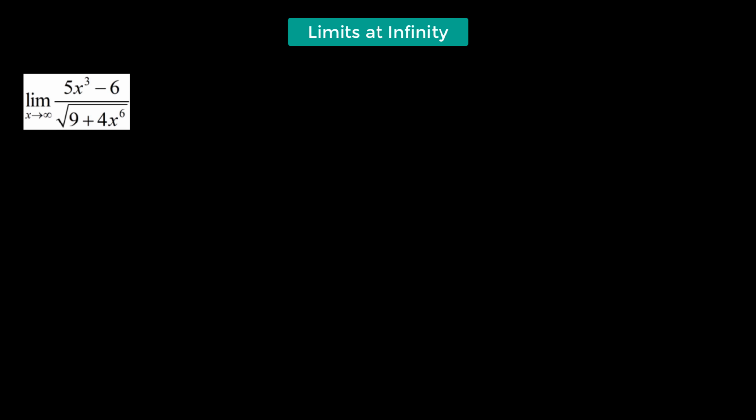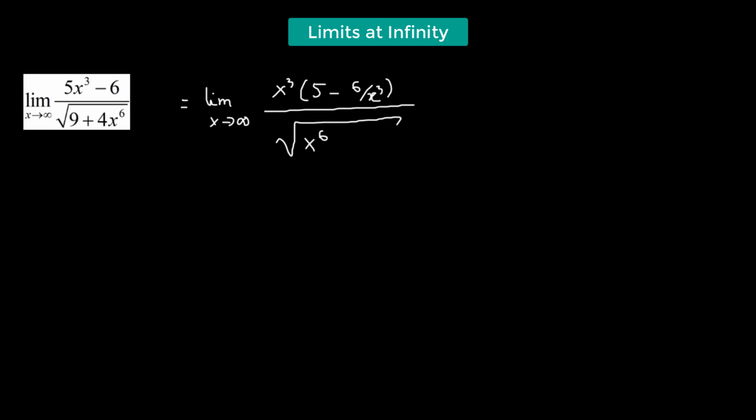So we have to find out the limiting value of the given function when x approaches infinity. So let us begin by factoring out the highest power of x from the numerator, so that is x cubed. So we factor out x cubed, that leaves us with 5 minus 6 over x cubed divided by, now we are inside the square root, so inside the square root we see that the highest power of x is 6, so we're going to take x raised to the power of 6 as the common factor.